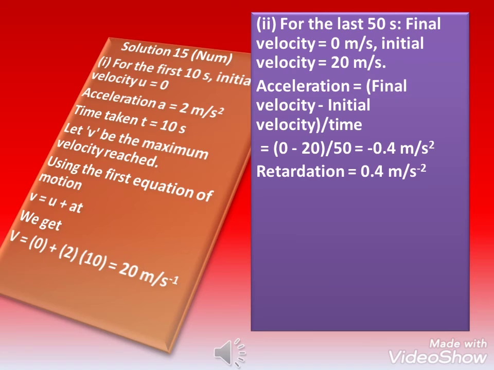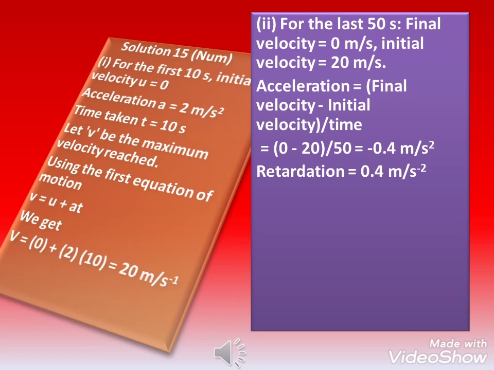Solution. For the first 10 seconds, initial velocity u is taken as 0. Acceleration a is equal to 2 meter per second square. Time taken t is equal to 10 seconds. Let v be the maximum velocity reached. So using the first equation of motion, v is equal to u plus at. By substituting all the values for u, a and t, we will get final velocity v is equal to 20 meter per second.